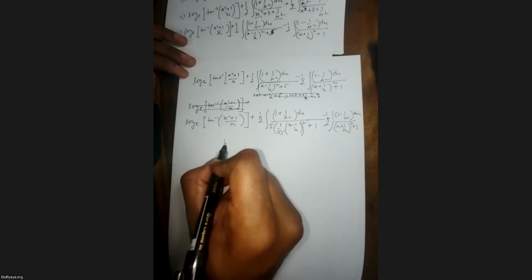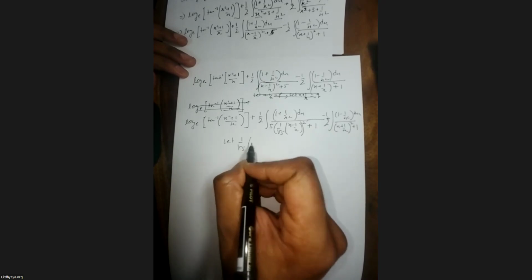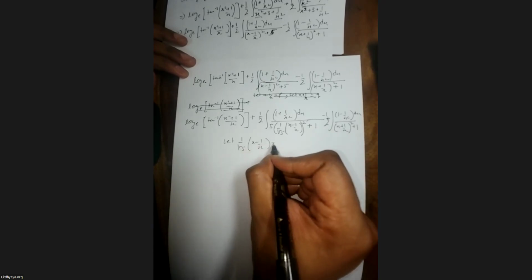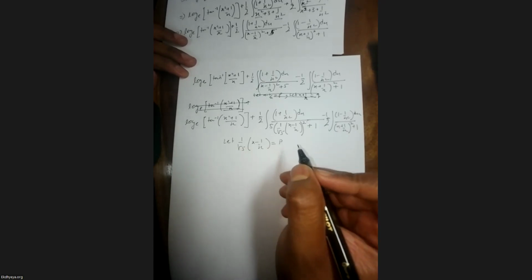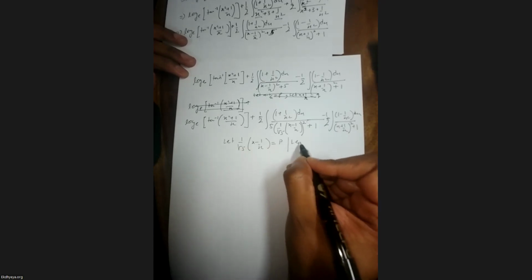So plus 1. And then we already have minus 1/2 times (1 minus 1/x²) dx over x plus 1/x² plus 1. All right. Now what I'll say is let 1/√5 (x minus 1/x) be p, and I'll also say let x plus 1/x be q.